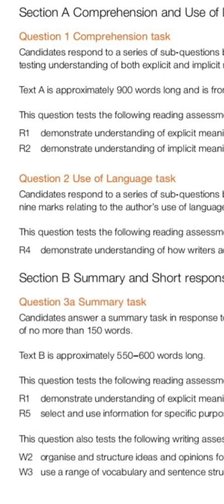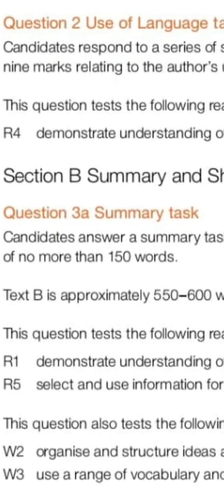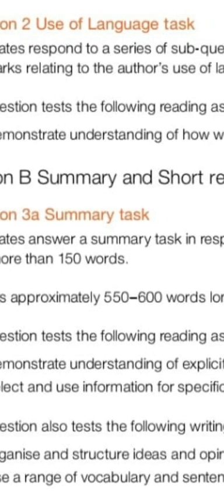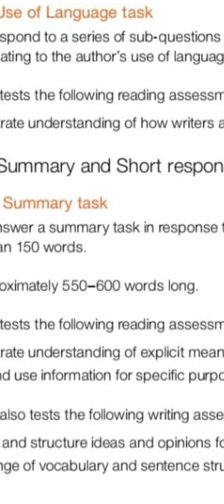R1 and R5, and writing W2 and W3. That means we have 10 marks for the content, and objectives here are R1 and R5. And secondly, we have 10 marks for quality of writing, and for that we have 2 writing objectives. Now look at first objective, that is R1. Demonstrate understanding of explicit meanings.